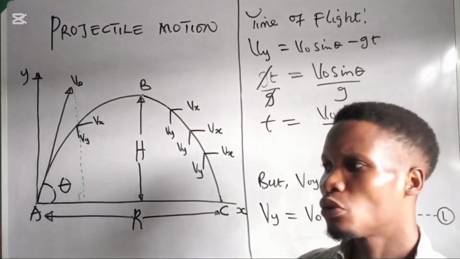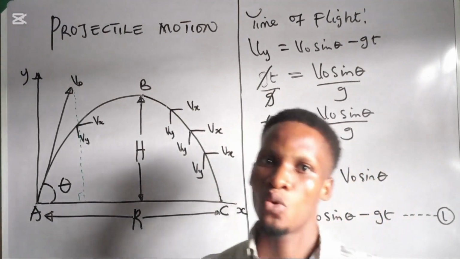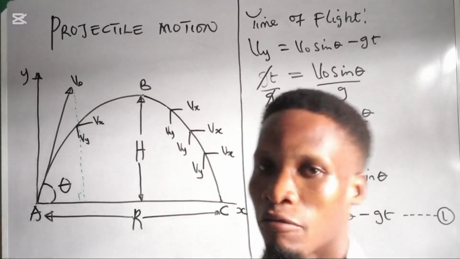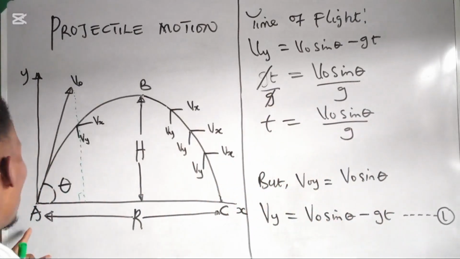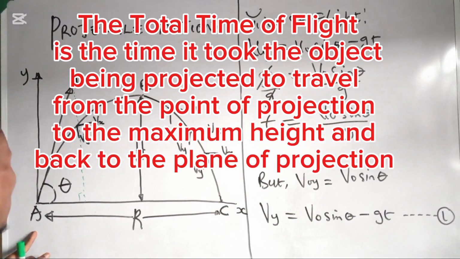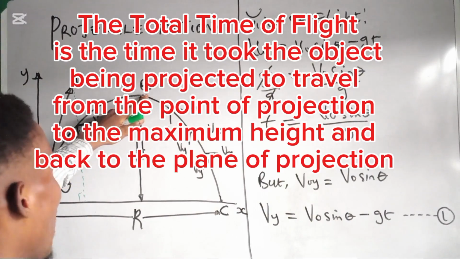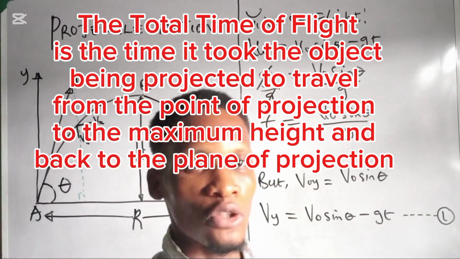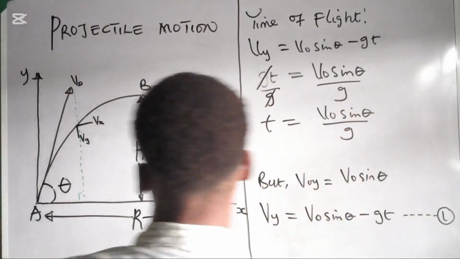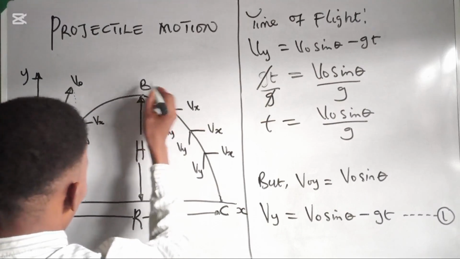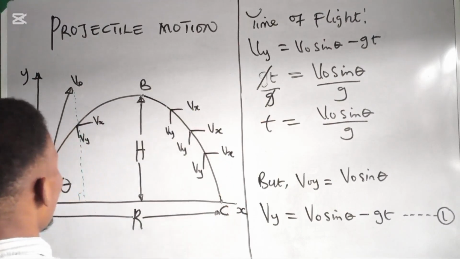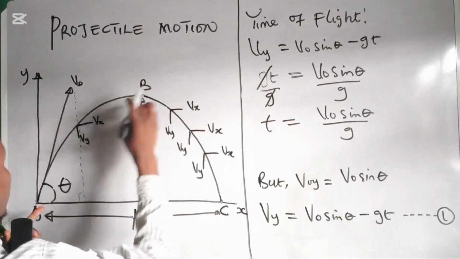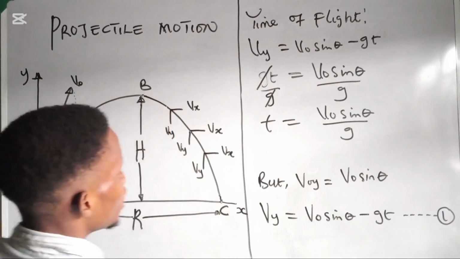But we don't need to just get time of flight. We also need the total time of flight. What is total time of flight? The total time of flight is the time it took the body being projected to reach a maximum height and also fall back to the point of projection. So it starts from here to this point, then back to the point of projection. Which means we are considering the time from here to here, then the time from here to here, and the time from B to C is the same.